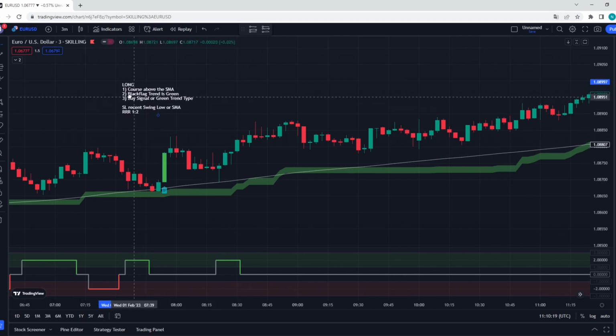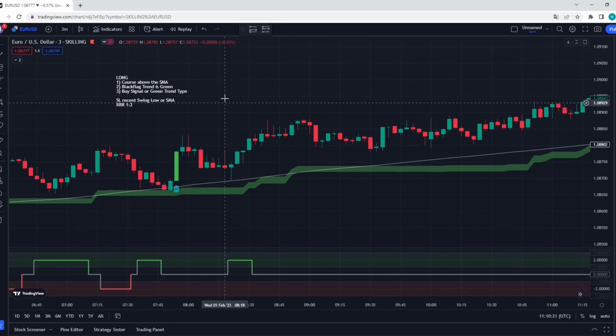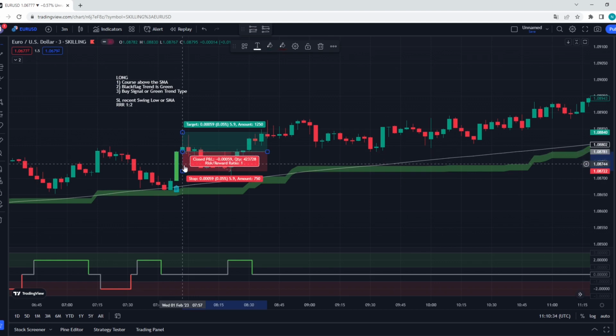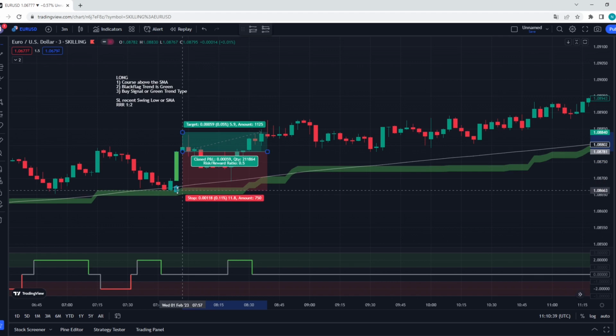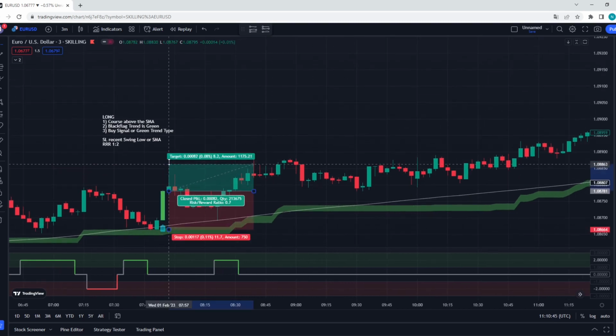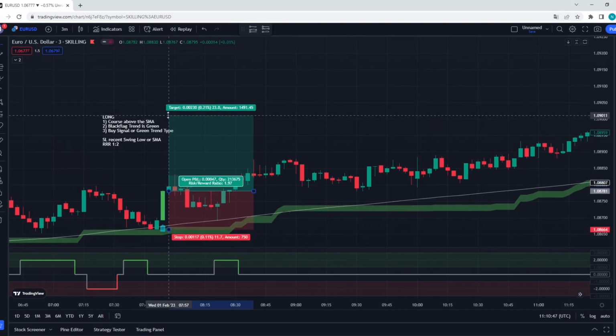So like this, and I will show you now 2 examples. Our first example would be this candle. We get a buy signal, the candle will close, we will open our position, set our stop loss right below our recent swing low, which will be more or less equal to the SMA in this case. We will set a risk reward ratio to 2.